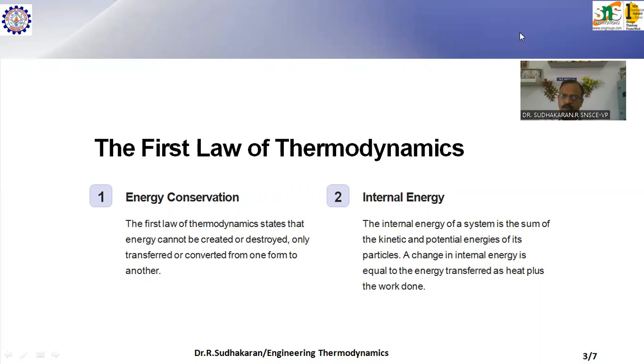Normally, internal energy is expressed in terms of change in internal energy. When there is a transfer of energy to or from the system, you can note that there is a change in internal energy. The change in internal energy is equal to the energy transferred as heat plus the work done. That is the formula to calculate the change in internal energy.